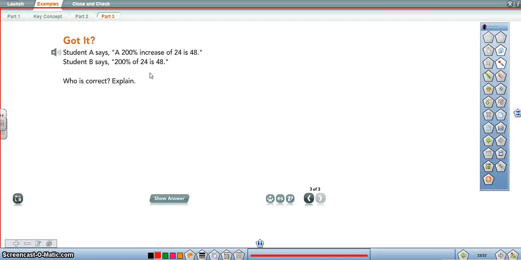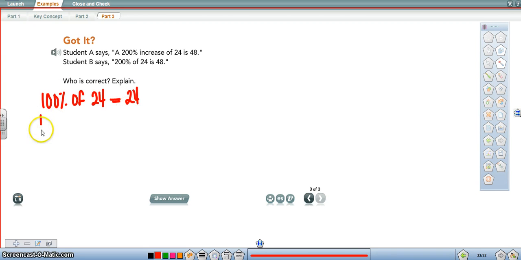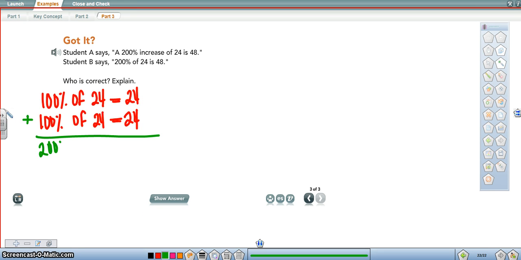Okay, 200% of 24 is 48. 100% of 24 would be 24. 100% of 24 is also 24. So 200% of 24 would be 48. Student B is right. Let's look at student A.